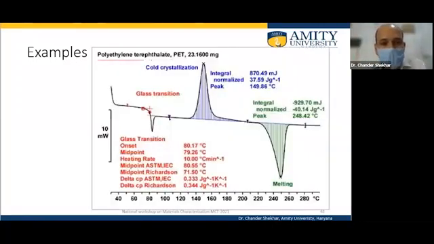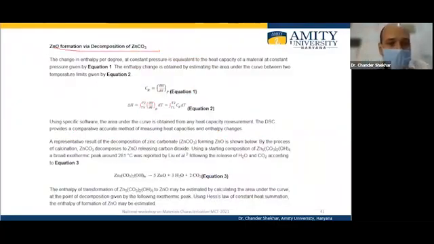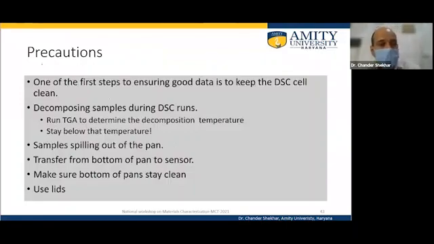And if you look at the polyethylene terephthalate, or PET, again there is a glass transition. This glass transition is associated with enthalpy relaxation, and then cold crystallization, and then there is a melting. So various these parameters can be determined, and this is the example for determining the enthalpy of decomposition of zinc carbonate. I'll quickly go through this.